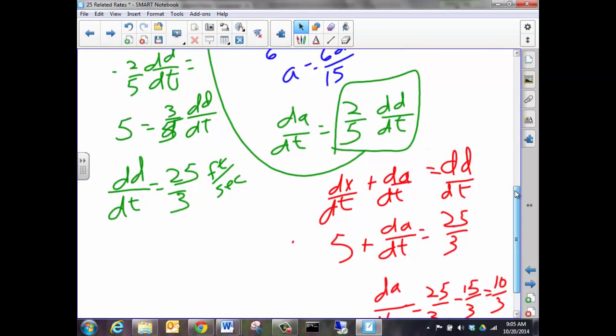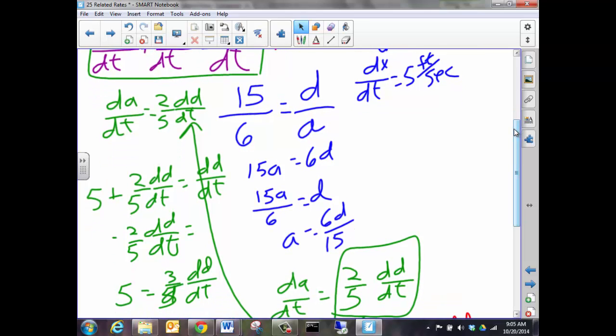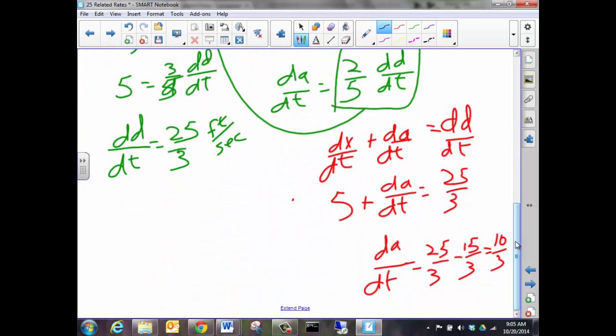Well, let's go back up here. What would change in this green line right here? 5 would become negative, which would mean that we would have a negative 25 over 3, right? So would it change anything? No, it just means that this shadow is moving at a negative rate. It's getting shorter. Would it change anything down here to have a negative 25 over 3 and a negative 15 over 3?